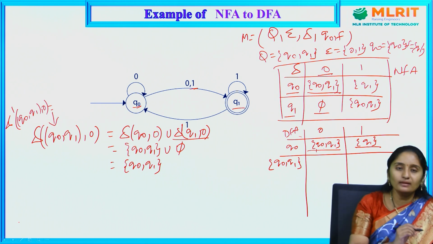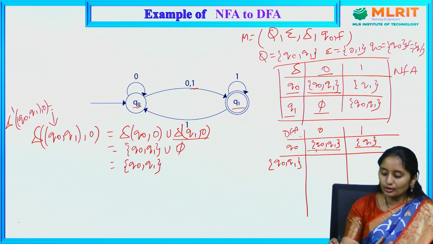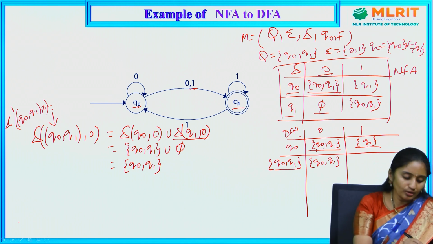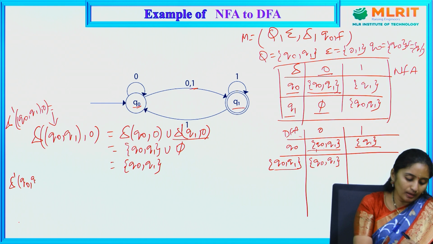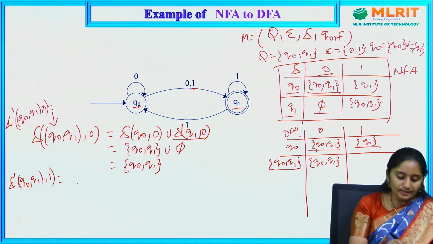We are going to get this one. So on Q0, Q1 on 0 input, I am going to get Q0, comma Q1. Similarly for Q0, Q1 on 1 input, delta dash of Q0, comma Q1 on 1 input. So on 1 input, what is happening?